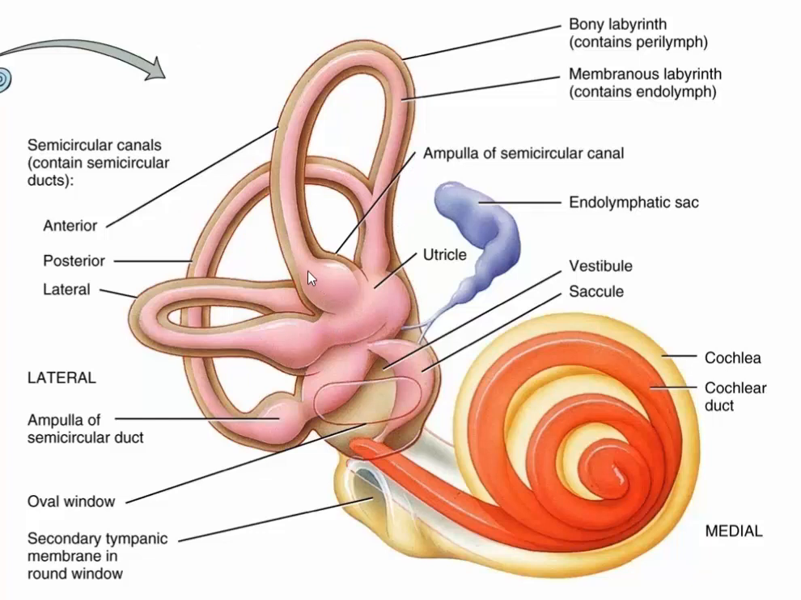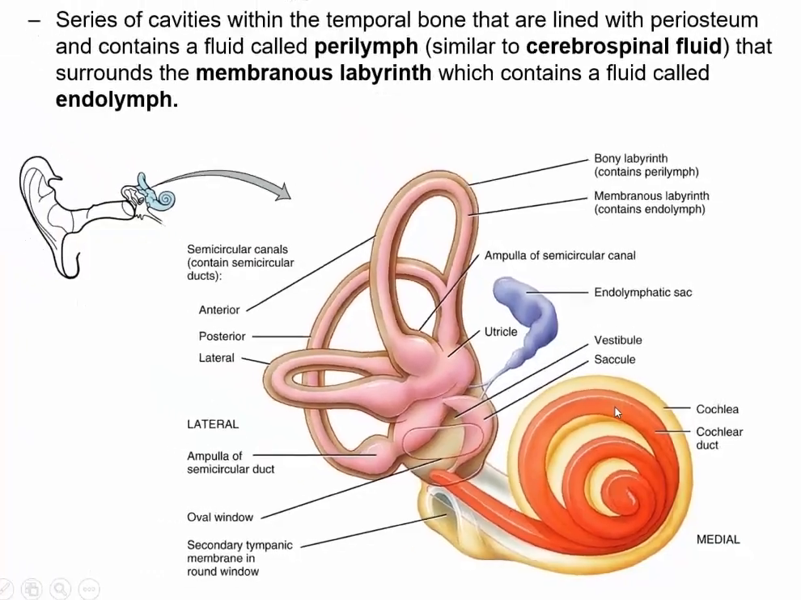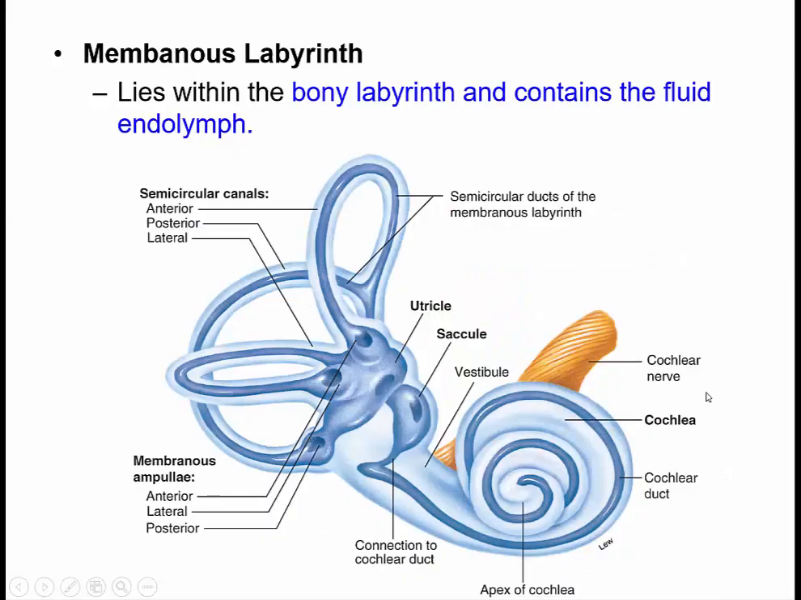Inside the bony labyrinth, you have the membranous labyrinth, which contains a fluid called endolymph. Shown here, what you see in pink and in red is the membranous labyrinth that consists of endolymph. Around it is your bony labyrinth, and in many areas you'll have the perilymph. So the membranous labyrinth lies within the bony labyrinth. It is shown here in dark blue, and it contains a fluid called endolymph.